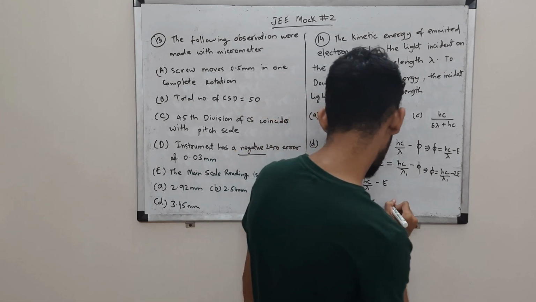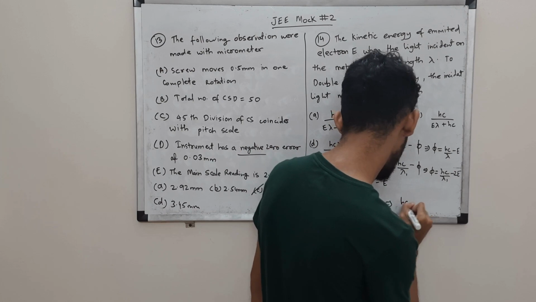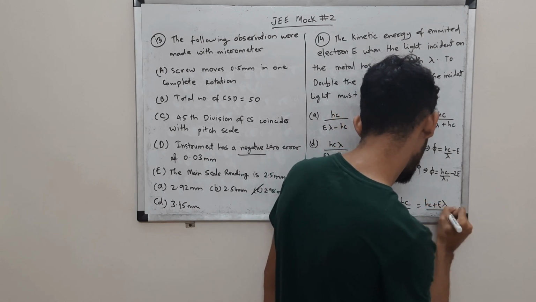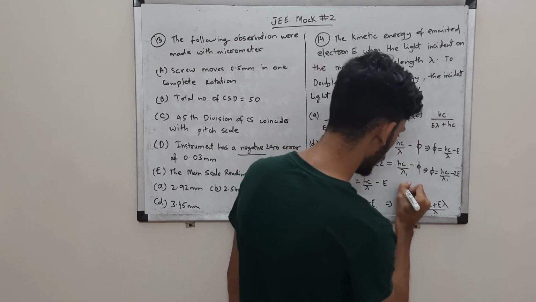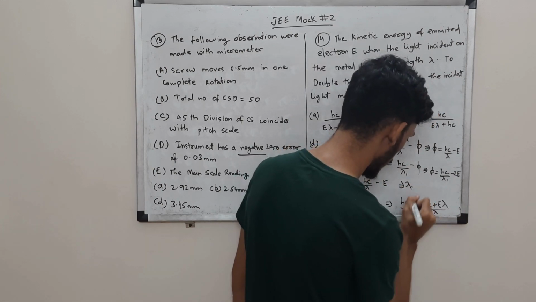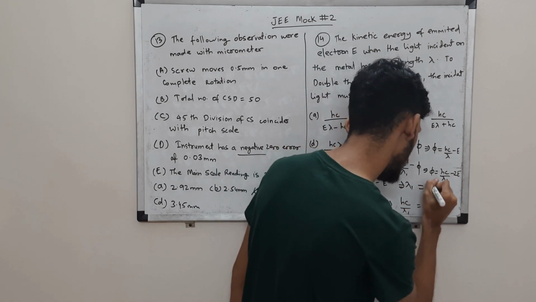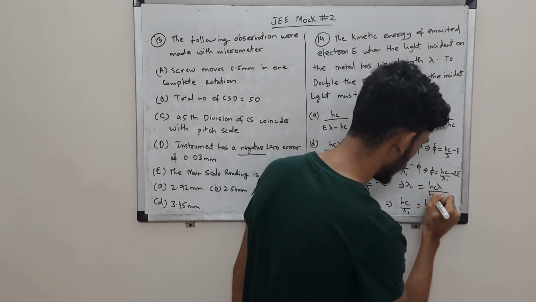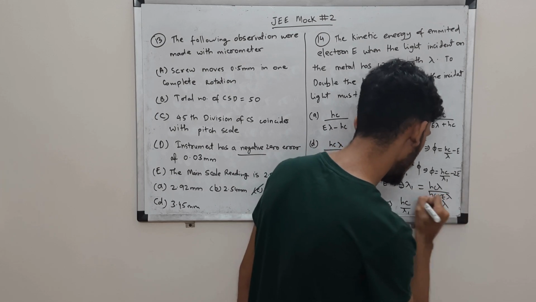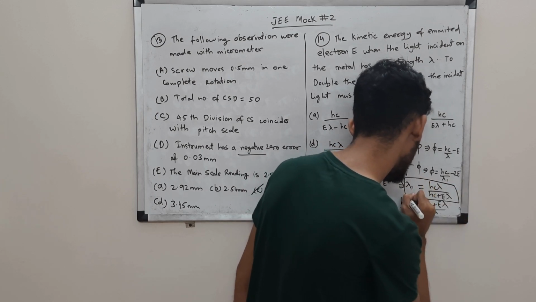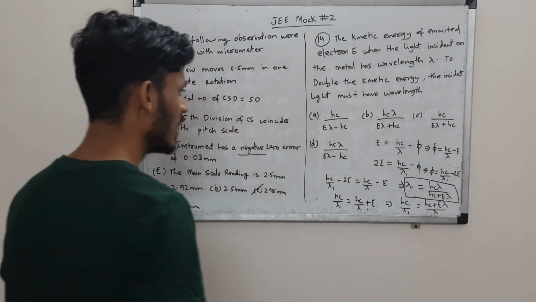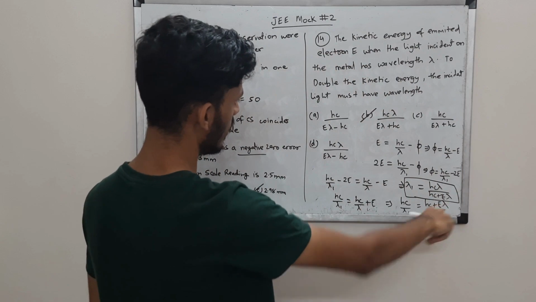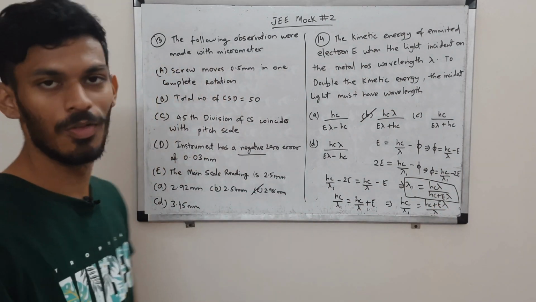Now take the LCM, what will happen? We'll get hc by lambda 1 as hc plus E lambda upon lambda, and now finally when you solve for lambda 1, lambda 1 will be hc lambda upon hc plus E lambda, hc lambda upon E lambda plus hc. Yeah, option B is correct. Over to the next question.